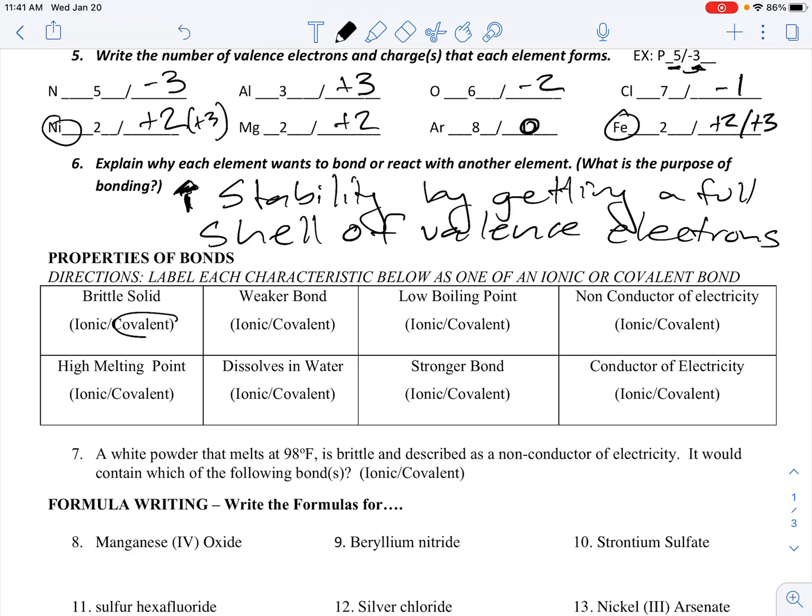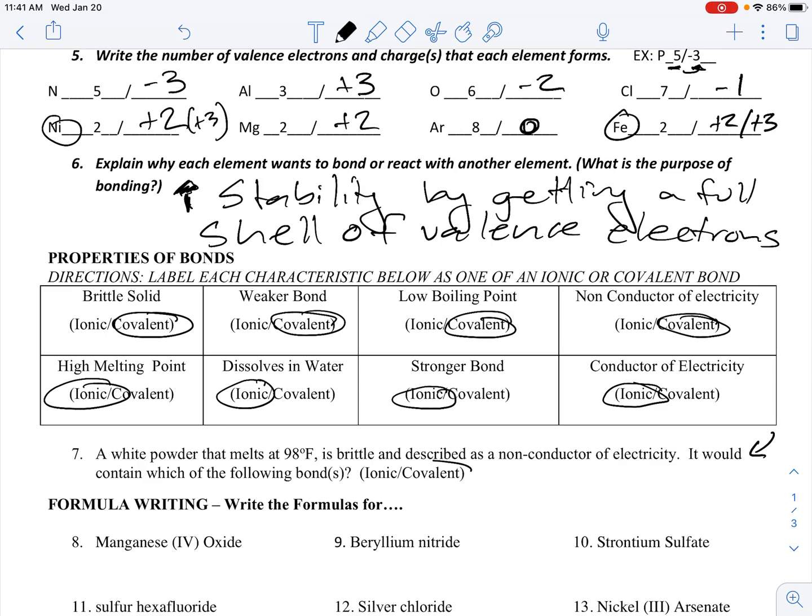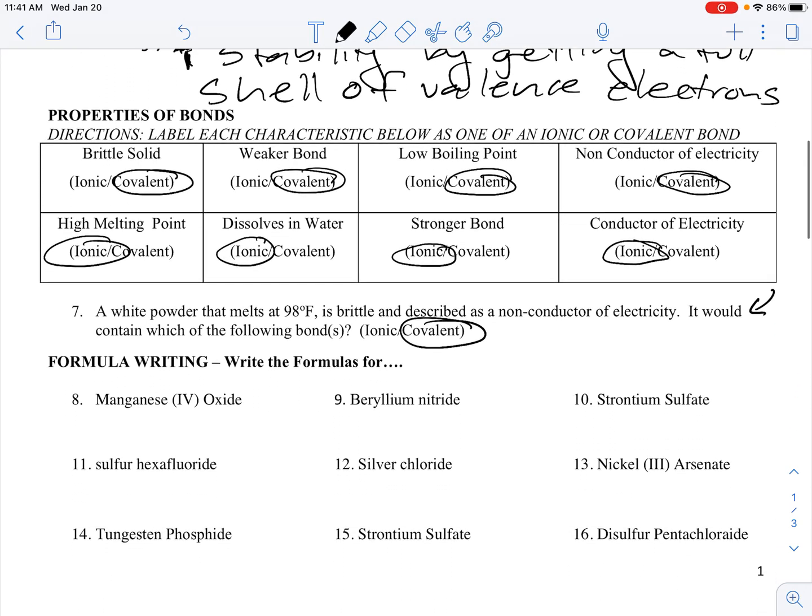Brittle solids, that would be covalent. Weaker bond is covalent. Low boiling point, covalent. Non-conductor is covalent. High melting point, ionic. Dissolves, ionic. Stronger bond, ionic. And conductors would be ionic. So based on those properties, what do we have here? A white powder that melts at 98, it's a pretty low temp, is brittle and described as non-conductor. Would have what type of bond? That would be covalent.